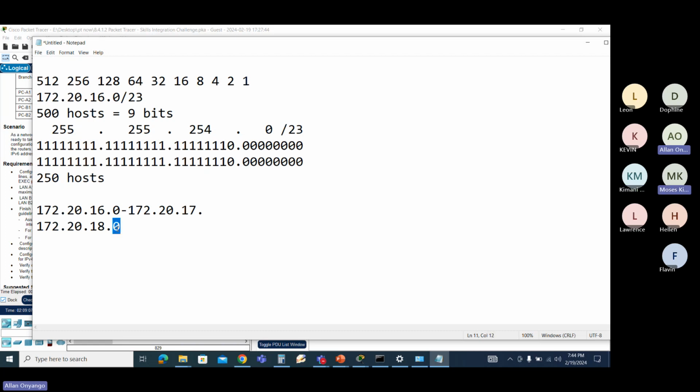This one is beginning at 0. This one ended at 255, isn't it? We did talk about that last time. And this will be slash 23. And slash 23 is a subnet mask that is 255.255.254.0. Good. So we have done the one for 500. We now go for the one for 250 hosts. Where do you find 250 here?